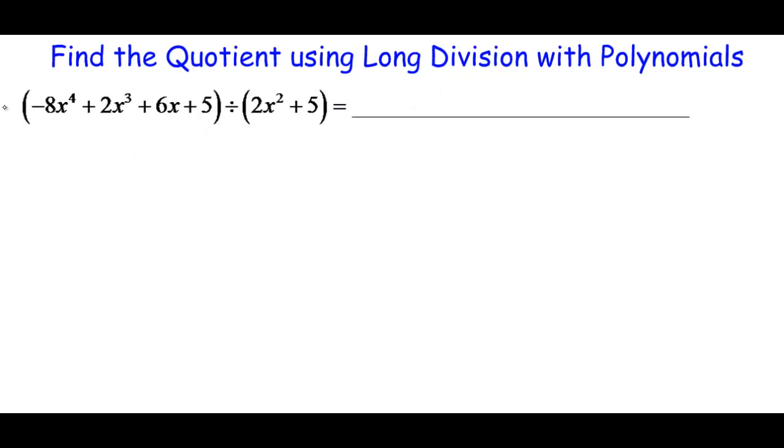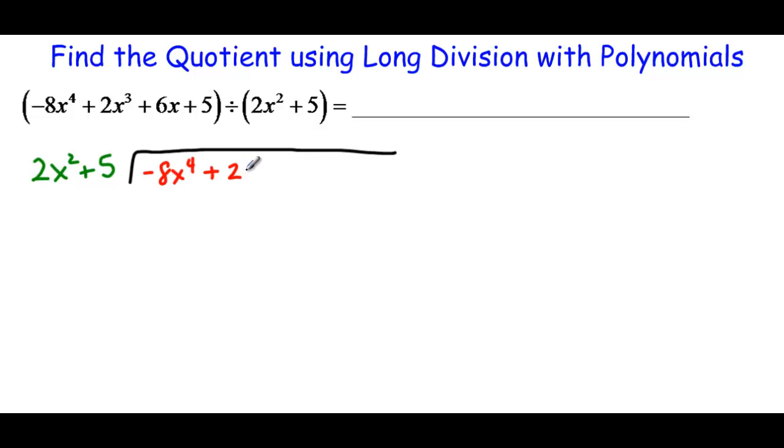What I'm going to do here, it's a little bit longer. I'm going to take my 2x squared plus 5 and put that on the outside. And now I'm going to do something a little bit different for the inside term. What I'm going to do is I have negative 8x to the 4th plus 2x cubed.